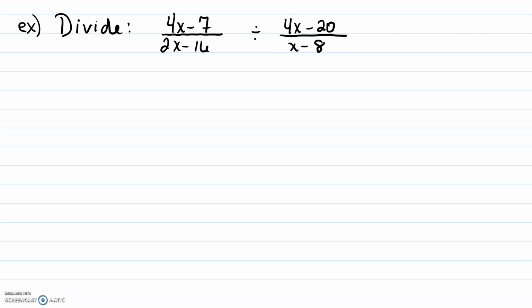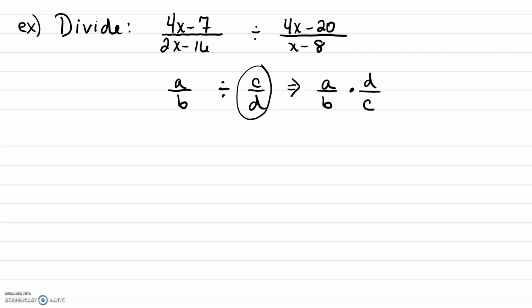You do have to keep in mind that whenever you are dividing, so let's say we were dividing a over b divided by c over d. In order to do that, you keep that first term as is, change your division to multiplication, and you've got to flip that second expression. So we're going to do that.